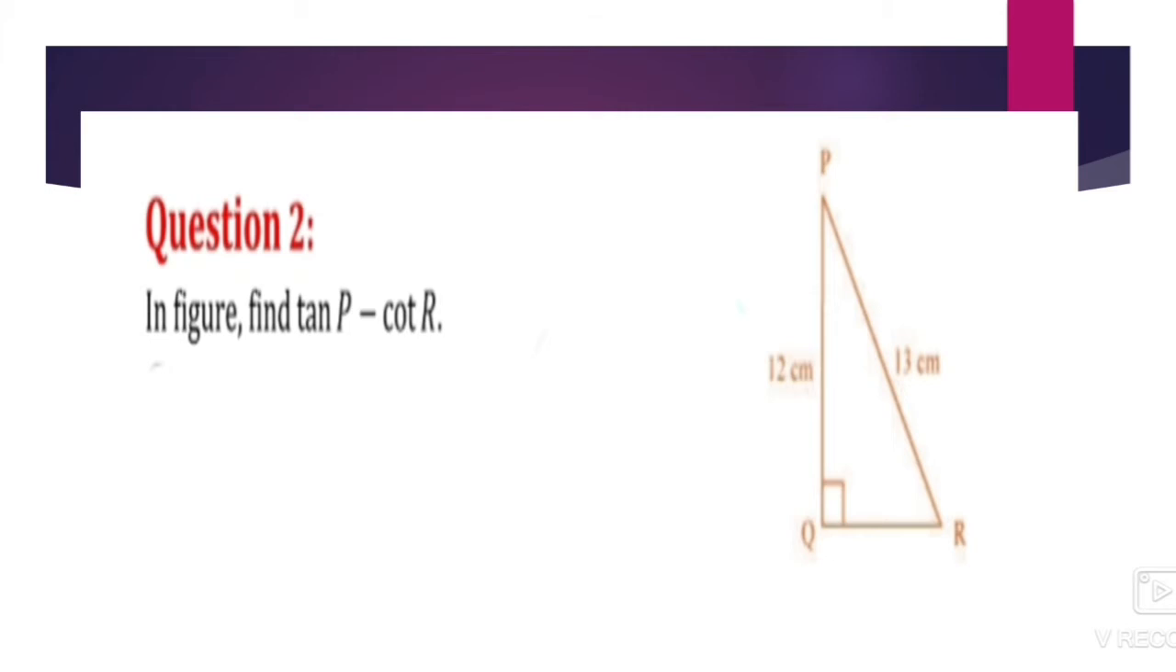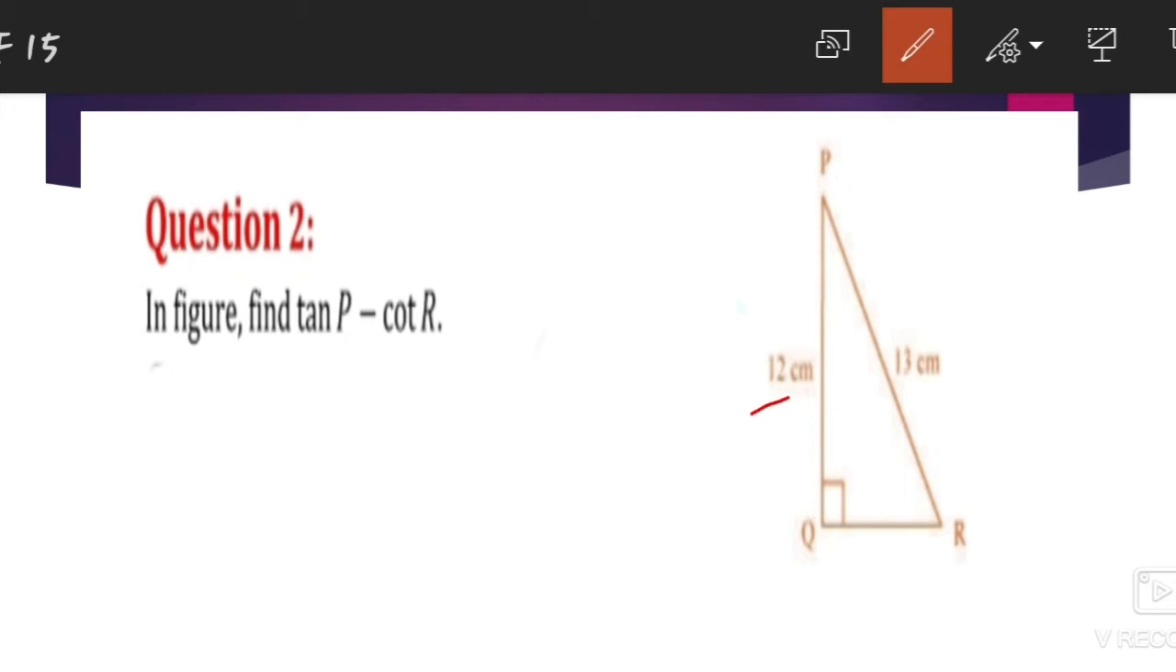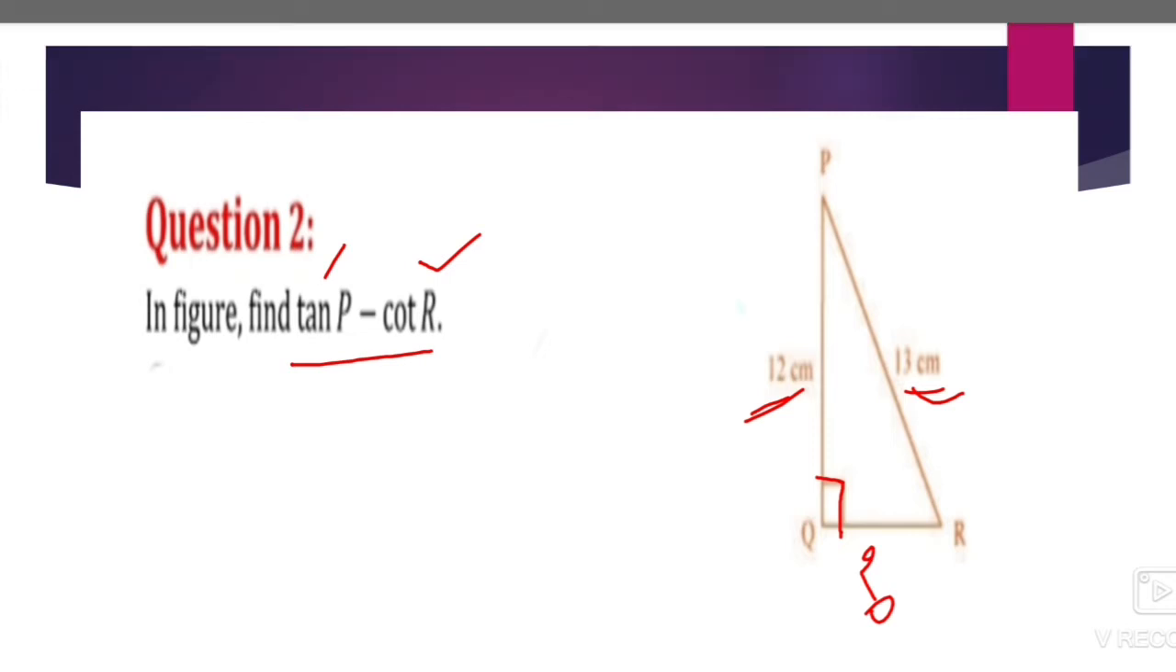The figure is given. As you can see in this figure, the length of PQ is given as 12 cm, length of PR is given as 13 cm. This PQR is a right angle triangle where 90 degree is at the point Q. You have to find tan P minus cot R. That means you have to find the value of tan P and the value of cot R. As you can see here in this PQR triangle, the value of perpendicular and value of hypotenuse is given. This base is unknown. So by using Pythagoras theorem, you will find the length of QR.